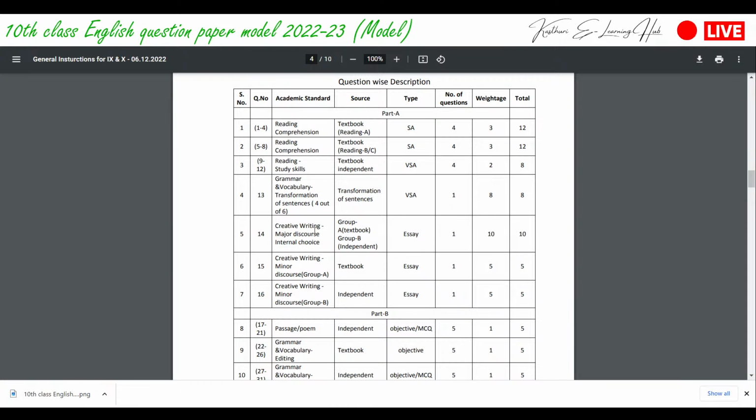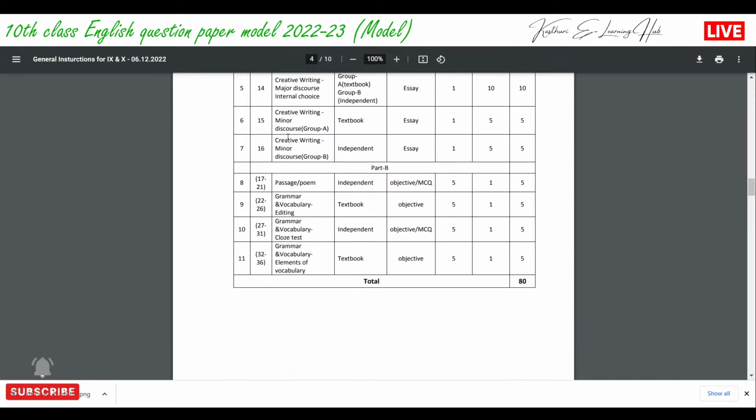And then next 14th you have creative writing, major discourse, internal choice. That is either the group A, textual one, or group B, non-textual one. Right? And this is the essay type question. This carries 10 marks. Then minor discourse from the textbook, group A1, that is for 5 marks. Yeah, and minor discourse out of the text, that is going to come for 5 marks.